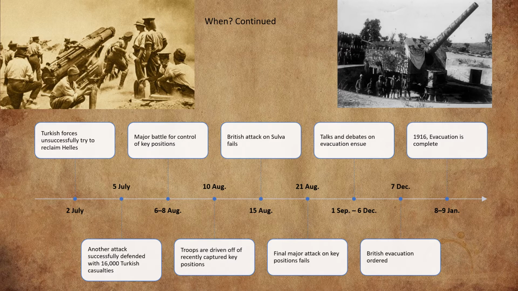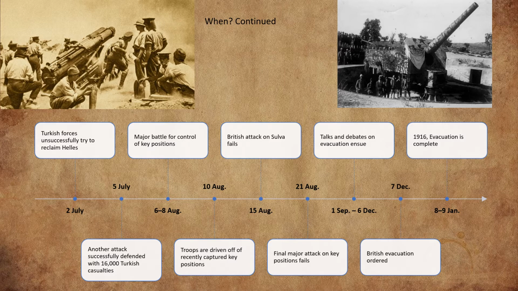On August 6th, 7th, and 8th, a major battle for control of key positions occurs between the Allies and the Central Powers. On the 10th of August, troops are driven off of those recently captured key points because they had to move the troops out that had captured them and brought new troops in, and they were new, not experienced, and did not know the terrain.